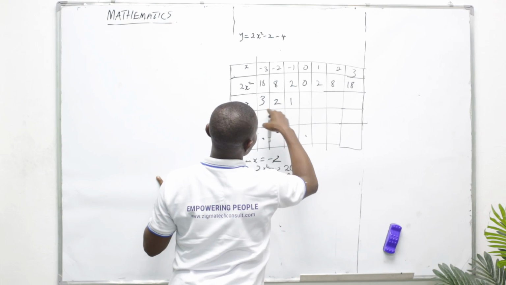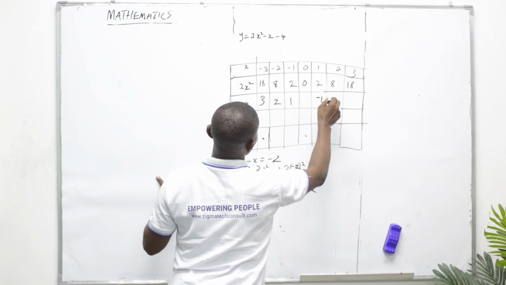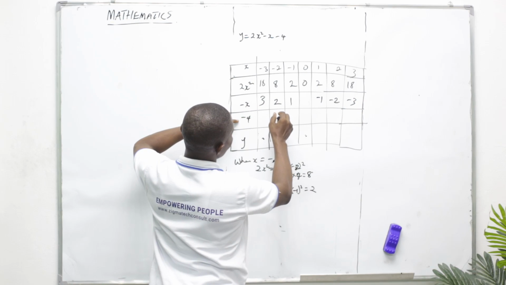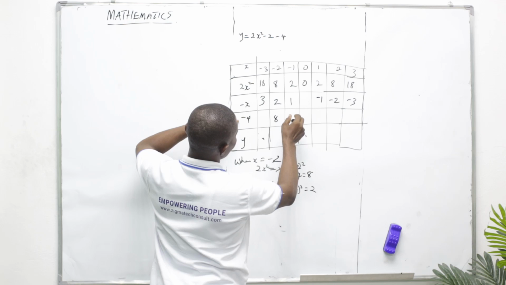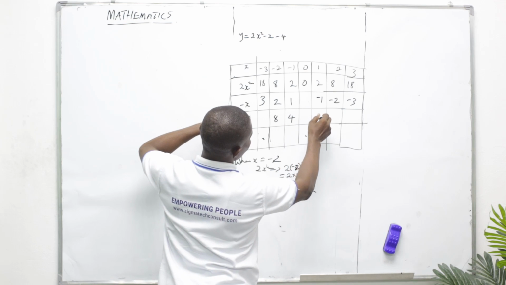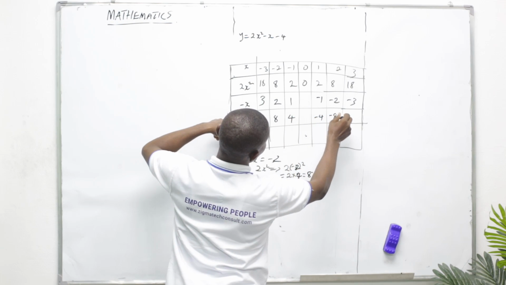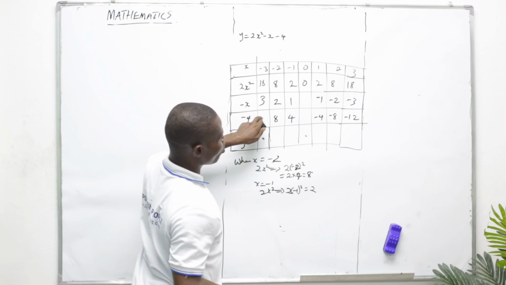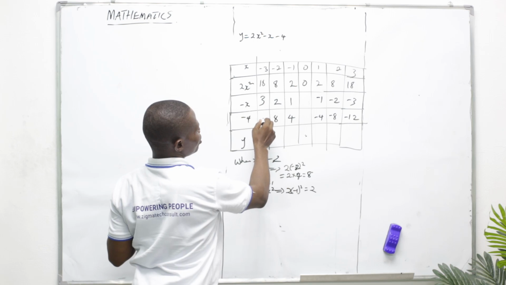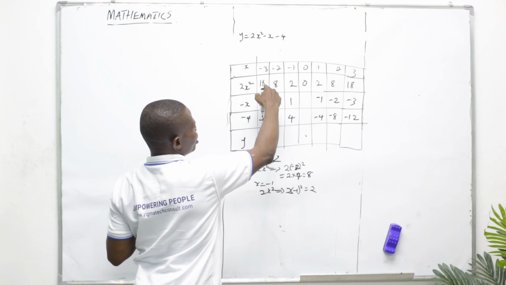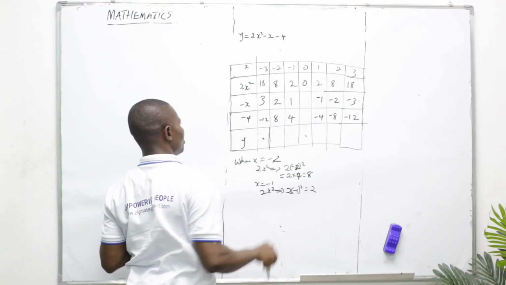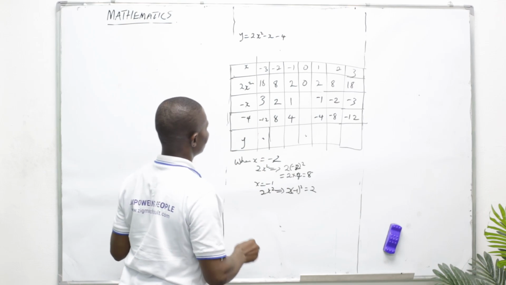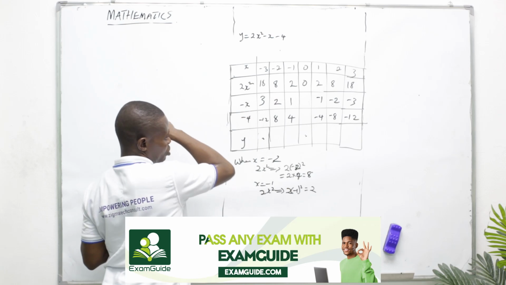Leave this one, leave this out of it. This is minus 1, minus 2, minus 3. Minus 2 times minus 4, 8. This is 4. Leave this. This is minus 4. This is minus 8. This is minus 12. Now to get the values of y, to confirm what you are doing, this is 12. 18 plus 3 is 21. 21 minus 12 is what?